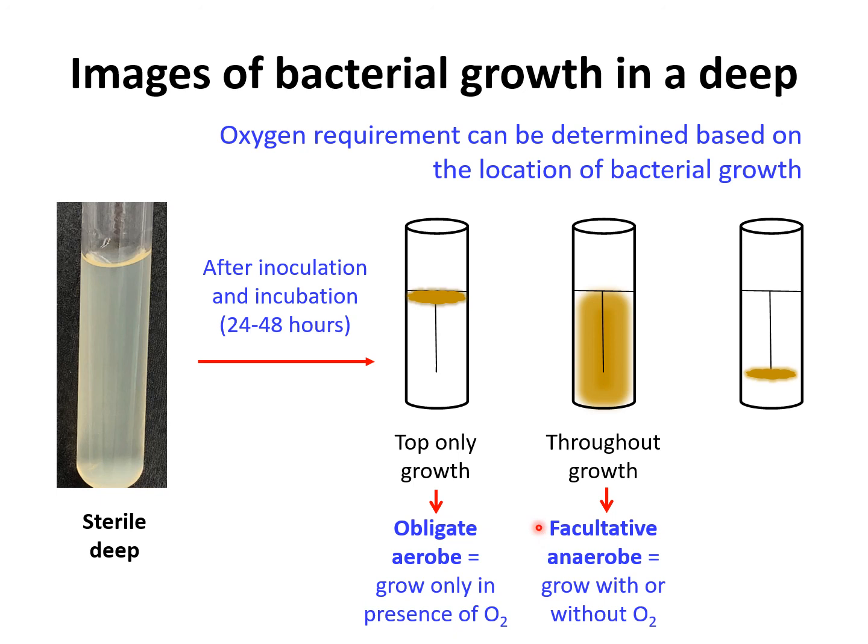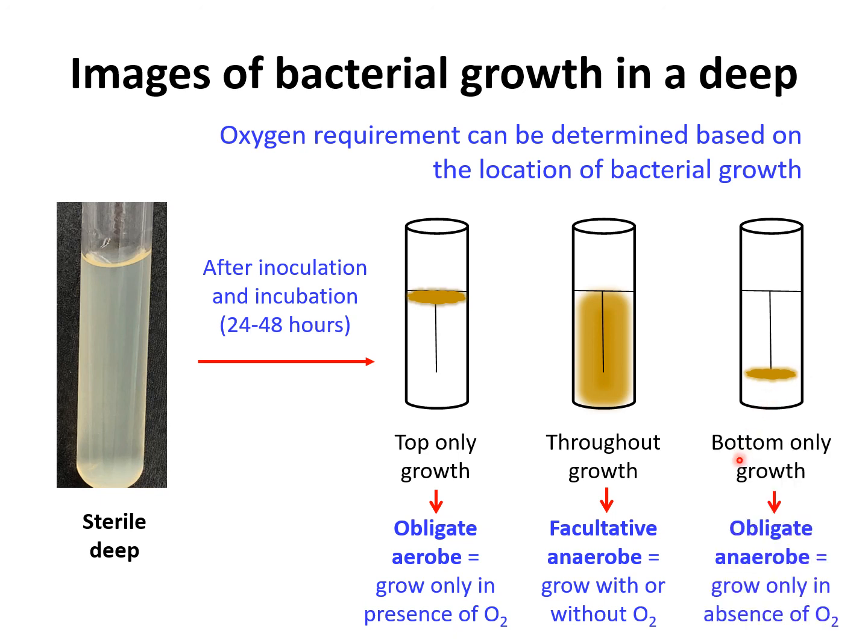Okay, guys, so facultative anaerobes prefer oxygen, but if there is no oxygen, they're still going to grow. So you're going to see that they grow throughout the tube, but you're going to notice more growth towards the top. Even though you're going to see it throughout the tube, more growth should be at the top. Why? Because they still prefer oxygen.